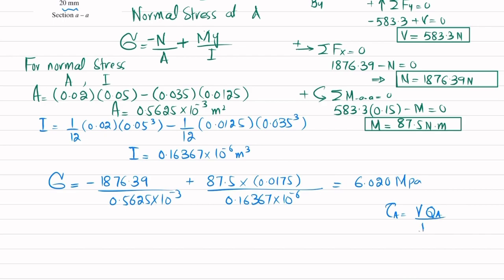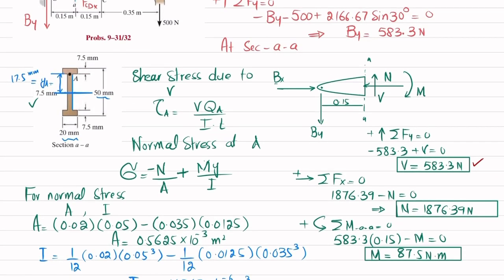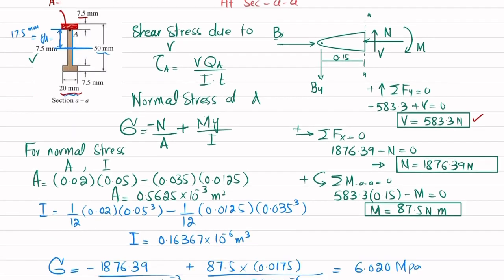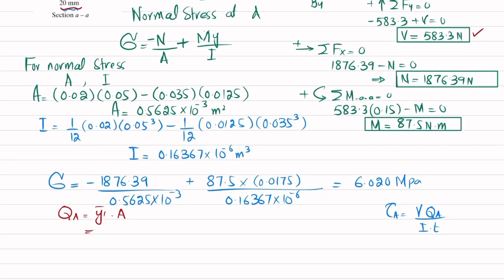Now we will calculate shear stress, and we know that shear stress at point A is V into Q_A divided by I into t. So what will be V? V is this one, and Q_A is equal to y-bar into A. So A is this area which is above the point A. This is your A, and this A is 7.5 millimeter thickness, and width is 20 millimeter. So I will write the value of A, 7.5, which is 0.0075, clear, into its width, which is 0.02 meter.